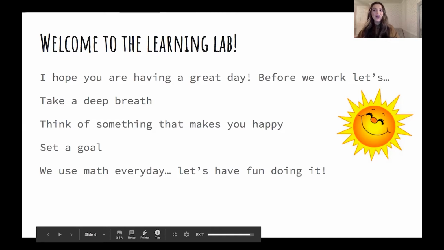Now we are going to set a goal. We are setting a goal because, like I said before, this helps us look forward to something, and it gives us something to work towards. I think that's really awesome. It can help us stay focused in our lesson. Of course, we use math every single day, and let's have so much fun while doing it. Now that we've taken a deep breath, thought of something that makes us happy, and set our goals, that puts us in the position of having a great attitude and we are ready to learn. I don't know about you, but I am so excited. So let's get started.